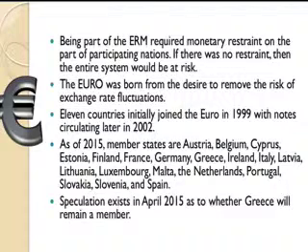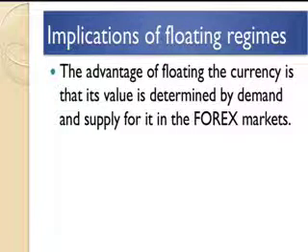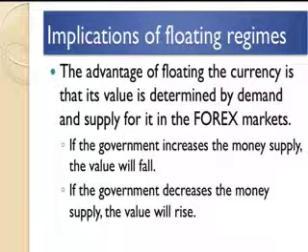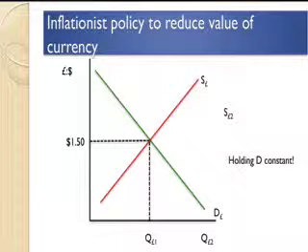Right. So the implication for the floating regime is that its value is determined by demand and supply on the forex markets. Therefore, if a government increases the money supply, the value of the pound, or whatever it is, will fall. If the government decreases the money supply, then the value will rise. So let's have a quick peek at an inflationist policy to reduce the value of the currency.